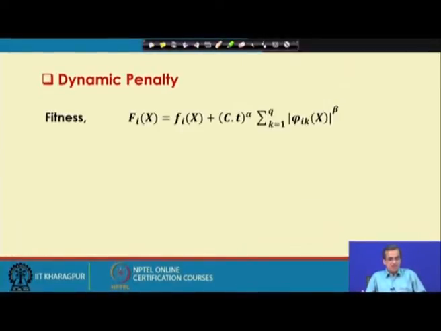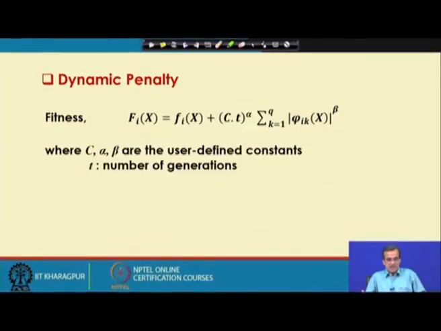Then comes the concept of the dynamic penalty. Here, this penalty term is going to vary with the number of iterations. Let us see how it works. Capital F_i(x) is the modified fitness, that is nothing but small f_i(x), the original fitness, plus (Ct) raised to the power alpha multiplied by summation k equals 1 to q, mod value of phi_ik(x) raised to the power beta.